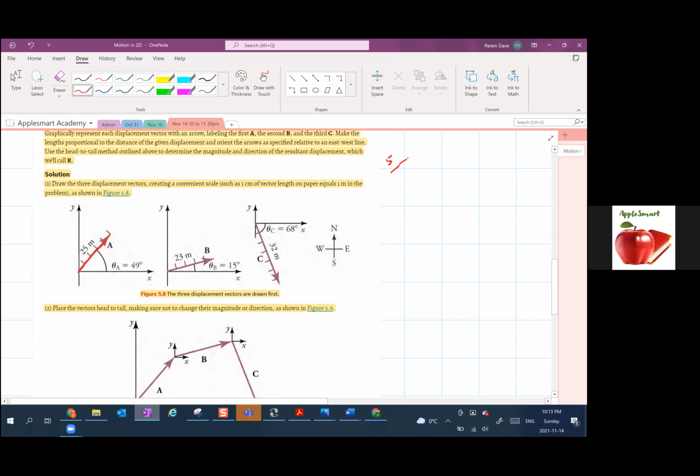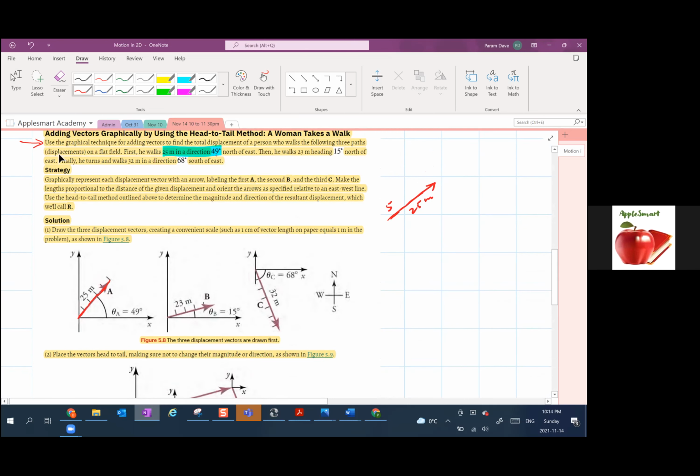And so you go 2, 3, 4, 5. And so that whole thing would roughly mean 25 meters. So that's what that is. And we are also given the direction. It says 49 degrees north of east.